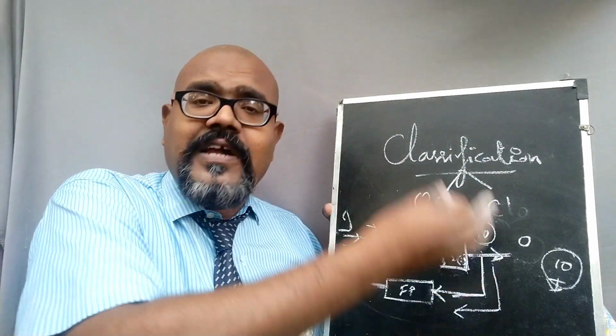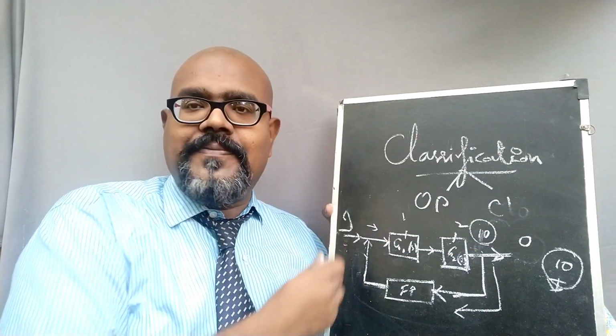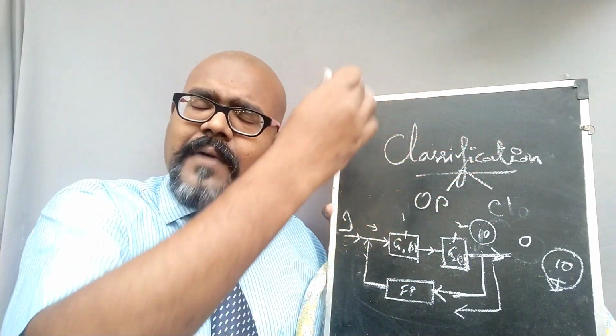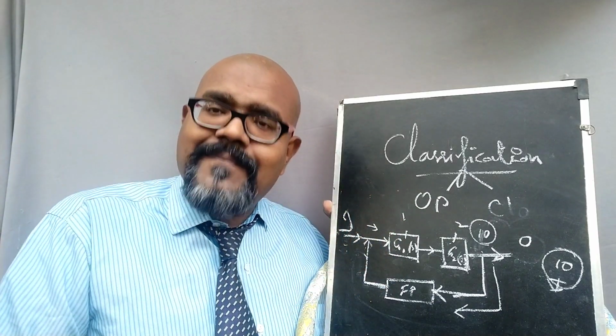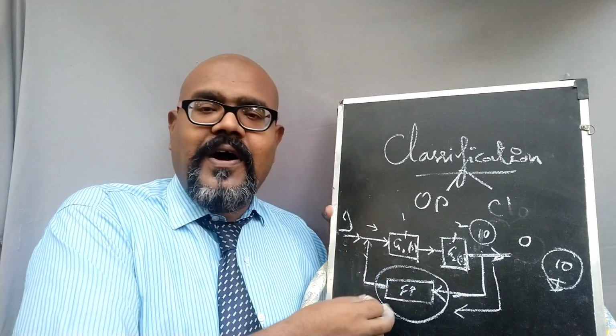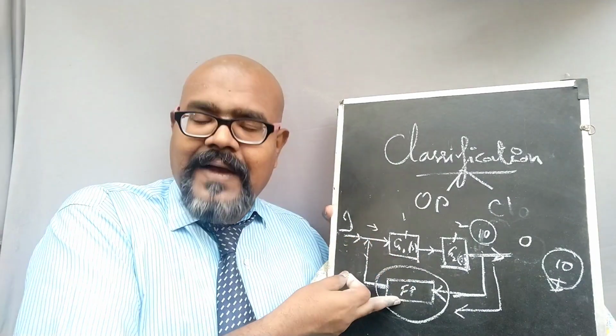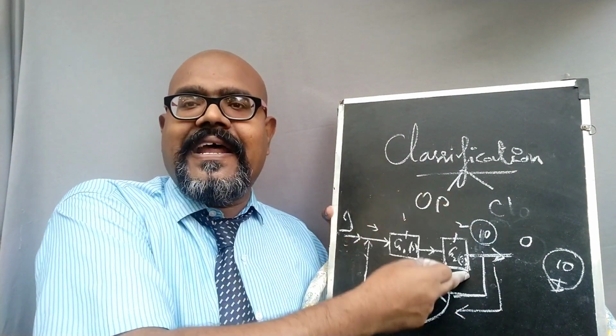If the systems are not corrected automatically, then the systems are called open loop systems, because they are not able to correct themselves, since an open loop system does not have any feedback path. So that is the use of the feedback path. Because of the presence of the feedback path, the system response can be automatically corrected.